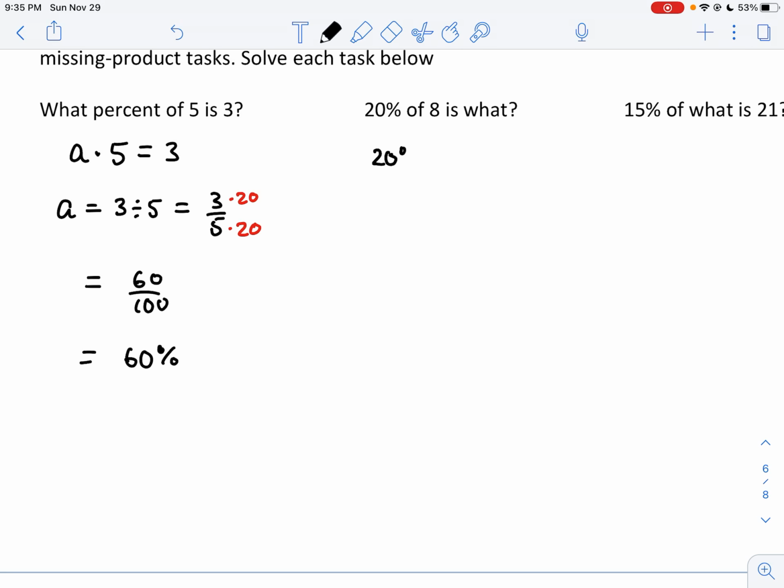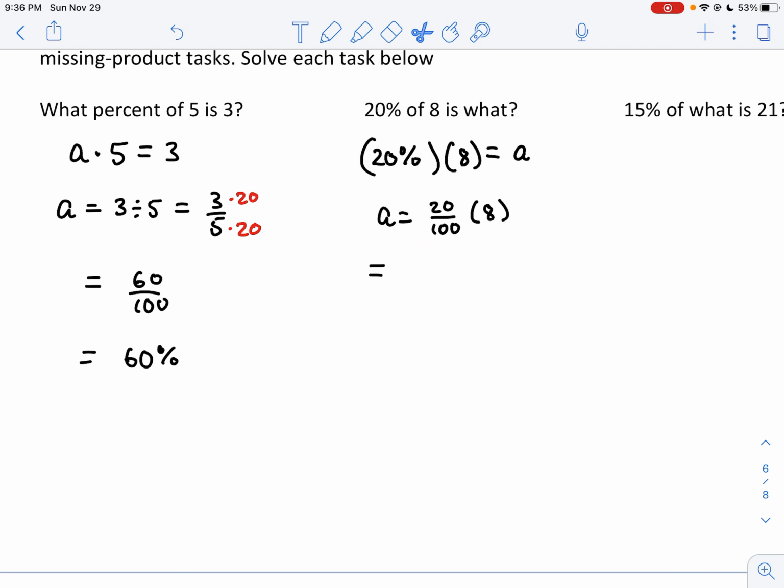20% of 8 is what? So now we know the percent, we know the multiplier. 20% of 8, so 20% times 8 is what? This is what we don't know. I'll use A to represent what we don't know. So here, this is a missing product task. We just have to multiply 20% and 8. 20% in fraction form is 20 hundredths. We're going to multiply that by 8. And this is what A is going to be.